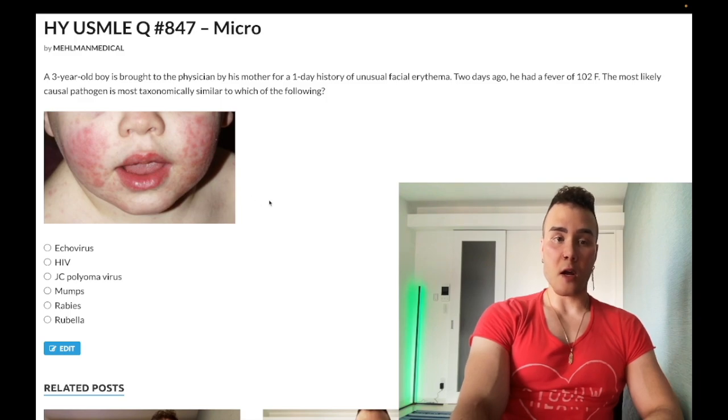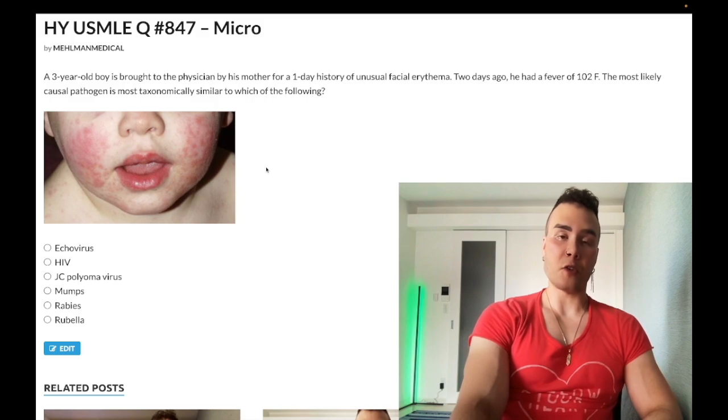So not only does it cause slap cheek appearance, but it also can cause aplastic anemia, where your RBCs, white blood cells, platelets, all three cell lines are down. It can sometimes cause an isolated pure RBC aplasia where only the RBCs are down. And you need to know that it can cause infection in adults.